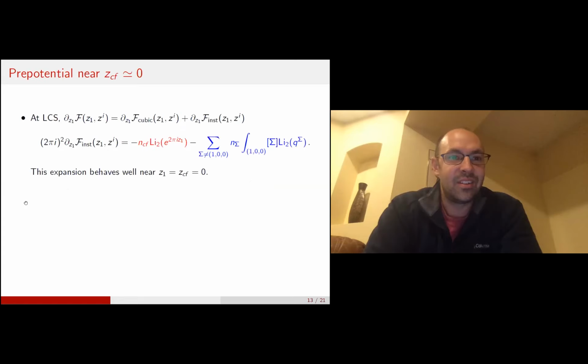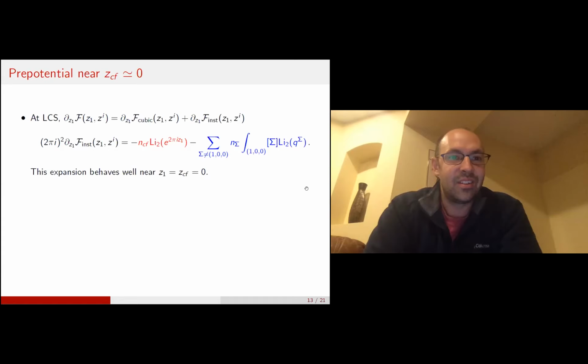So at large complex structure, the prepotential, as I said before, splits into two pieces. One is the cubic and one is the instanton piece. And we know how to resum the cubic terms when we send z1 to 0. So let me just focus on the instanton terms. If you look at the instanton terms, then there is one contribution from the outlier curve whose volume is going to collapse. As you can see, there is a term like the number of conifolds times a dilogarithm depending on the volume of the collapsing curve. And there is a bunch of instanton corrections to the prepotential from non-collapsing curves.